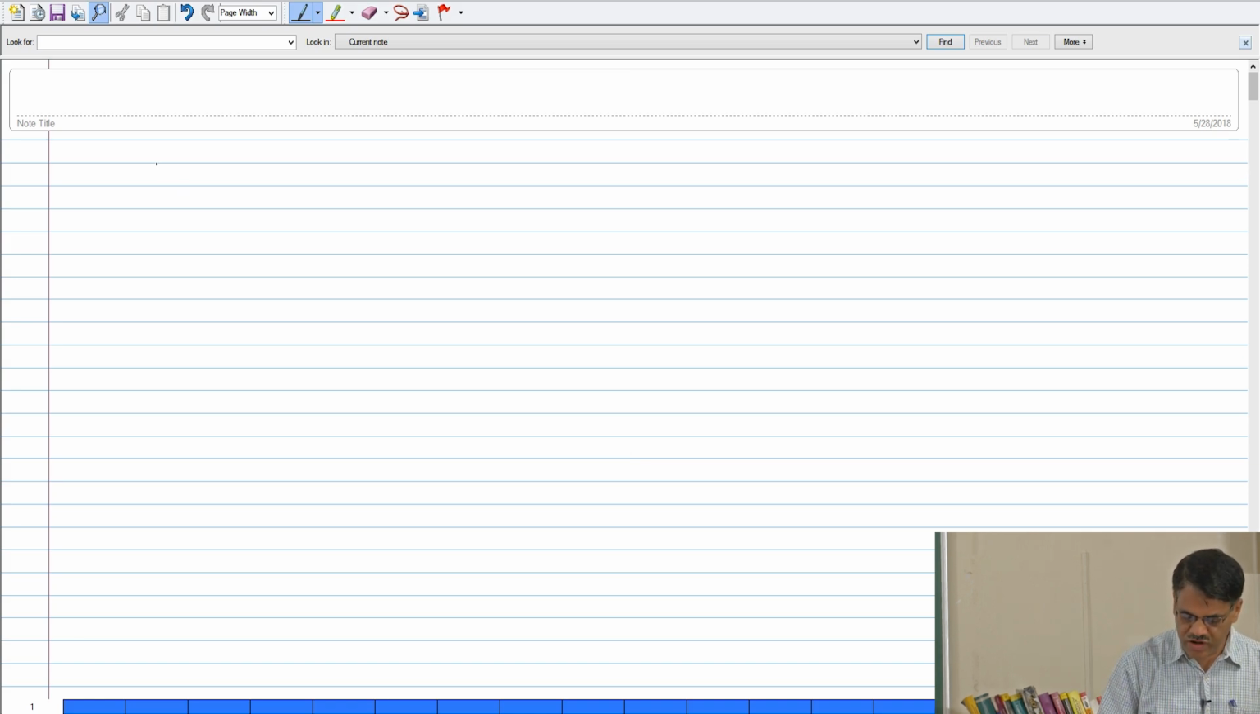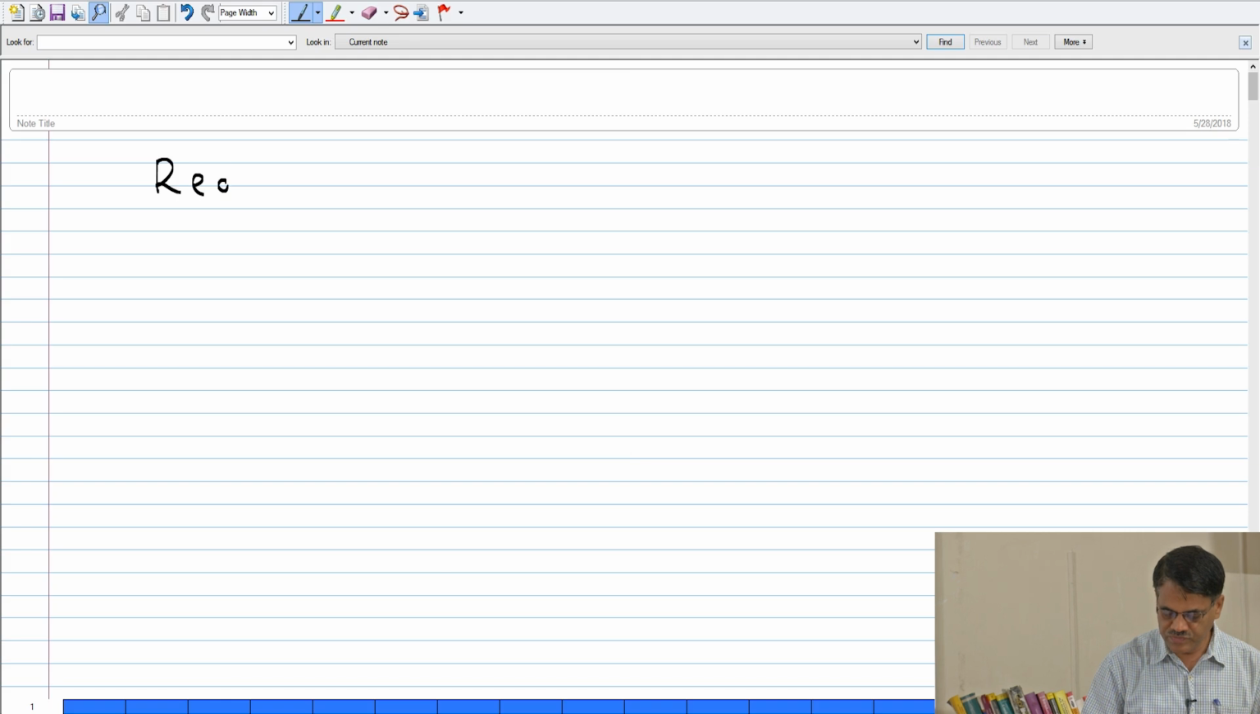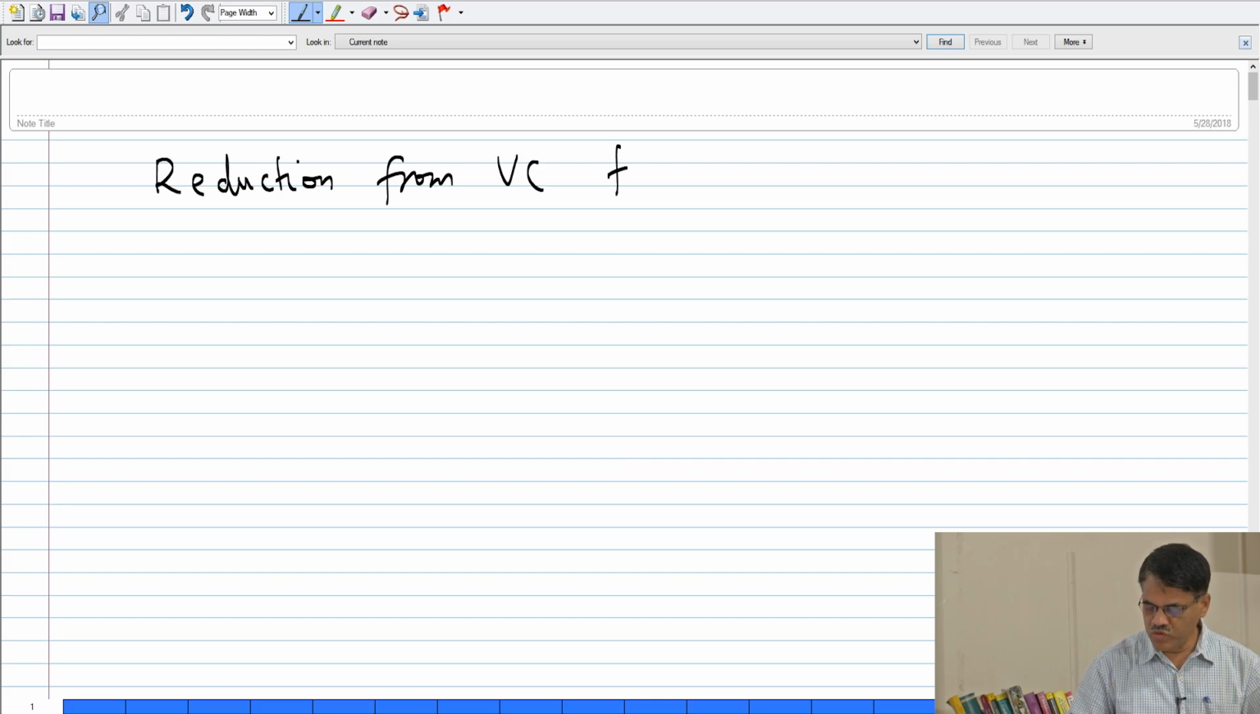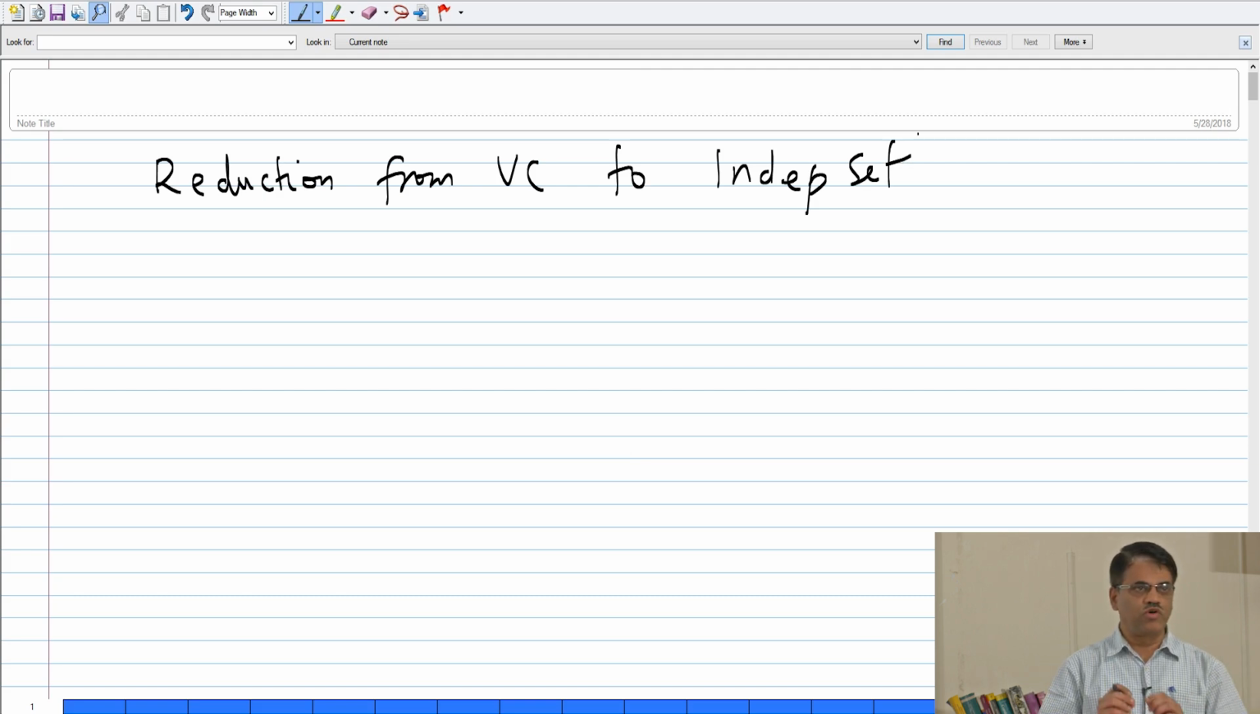So we want to give a reduction from vertex cover to independent set. We've already seen the reduction, but I just want to formally go through it and fit it into my definition and argue that the reduction is fine, right? So, what is the input to the vertex cover problem?